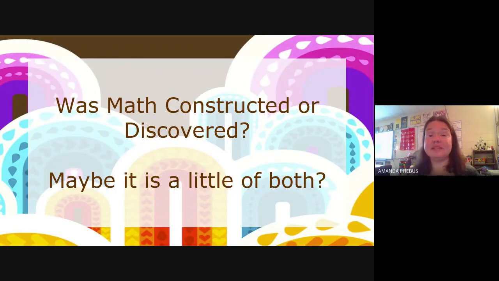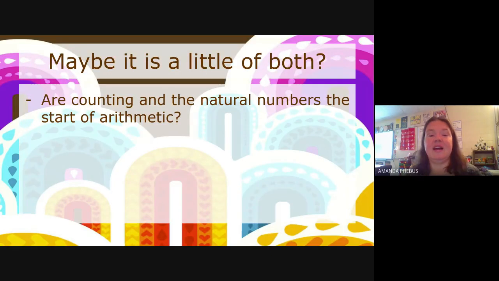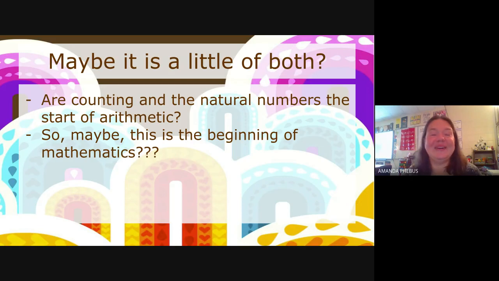So, was math constructed? Was it discovered? Maybe it's a little bit of both. Maybe it depends on the mathematics you're looking at. Some of it you can see around you in the natural world, so maybe that is more built, whereas there are other things we can't see, so maybe those are more discovered. I don't know. If it is a little bit of both, our counting and the natural numbers, which are just the 1, 2, 3, 4 numbers you use to count, are they the start of arithmetic? Is that where arithmetic began? If so, is this the beginning of mathematics?